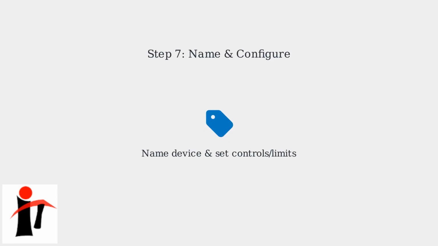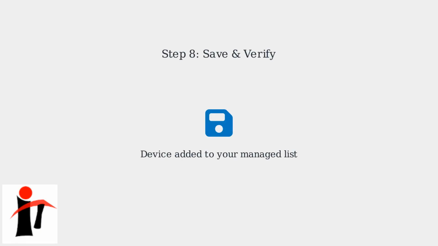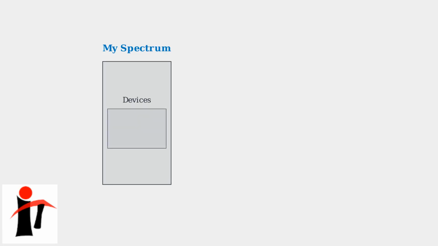Give the device a custom name and configure settings like bandwidth limits or parental controls. Save your changes. The device should now appear in your list of managed devices. Once a device is added to the My Spectrum app, you can access advanced management features, monitor its data usage, block the device from accessing the internet, or prioritize it for activities like gaming or streaming.